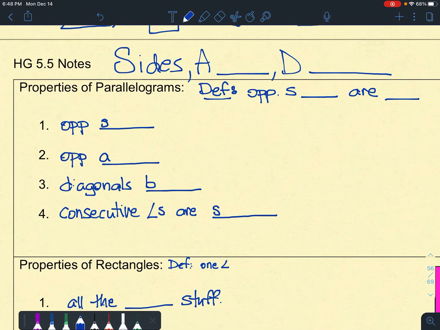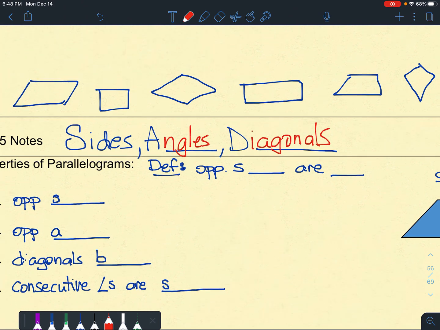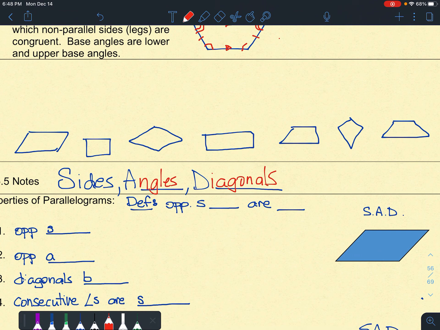Okay, 5-5. I'm going to title this Sides, Angles, and Diagonals. And we're talking about these quadrilaterals for the rest of the chapter, the 7 that are listed up here.